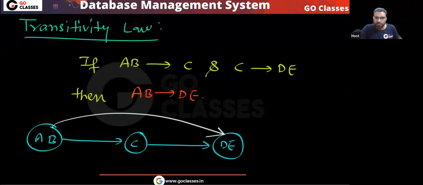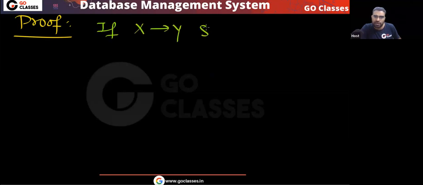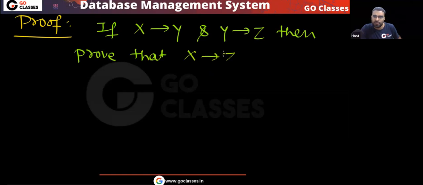Again, can you prove it? Can you prove this law of transitivity? Let's prove it. You can prove it by contradiction, or you can apply the direct proof. Let's apply the direct proof. If x determines y and y determines z, then we need to prove that x determines z. This is what we need to prove. So tell me, what is given? It is given that x determines y.